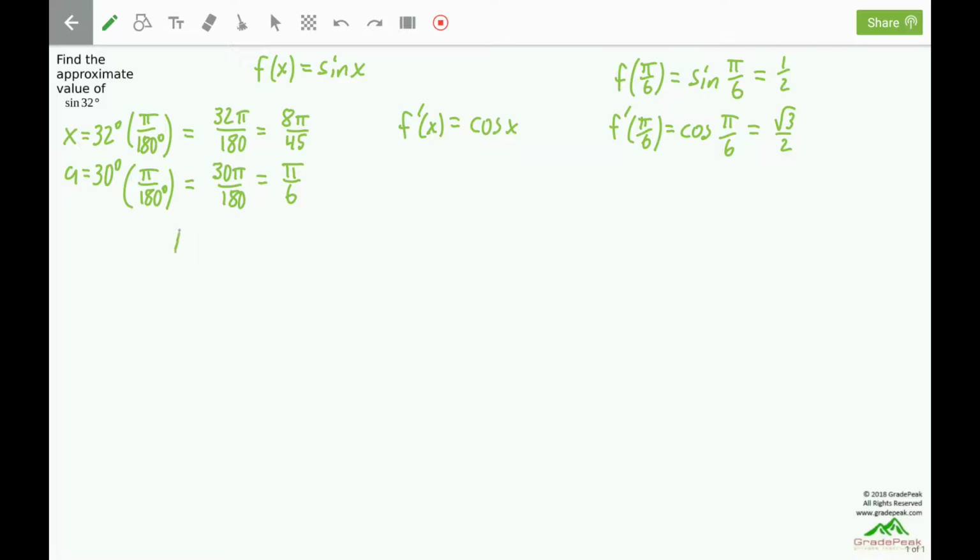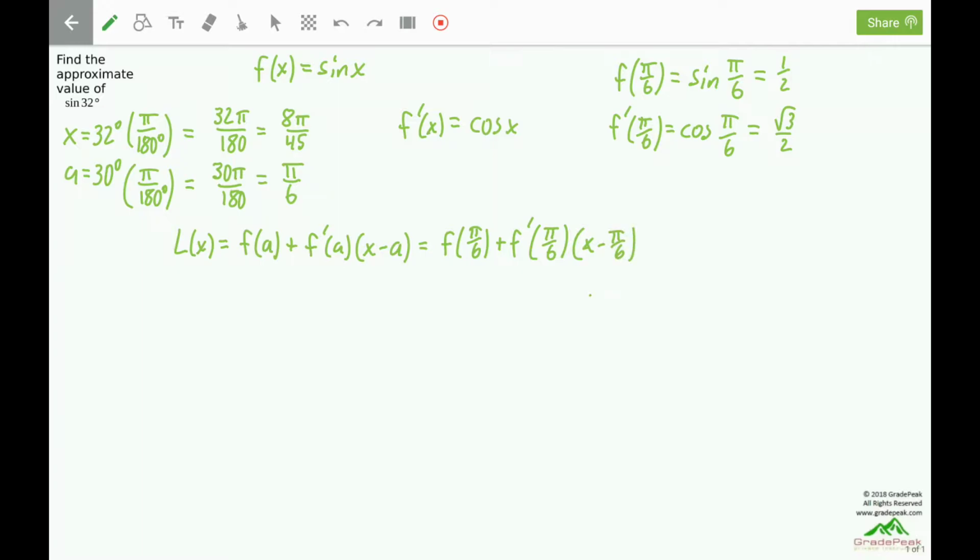The formula for the linear approximation is f of a plus f prime of a times x minus a. In this problem, a is pi over 6. So this is f of pi over 6 plus f prime of pi over 6 times x minus pi over 6.